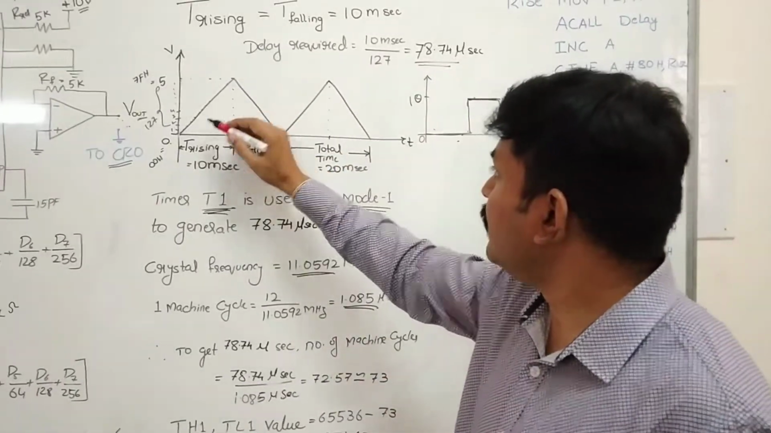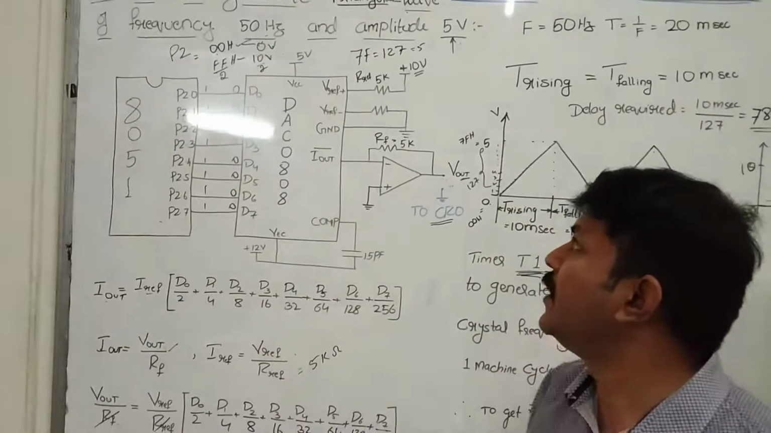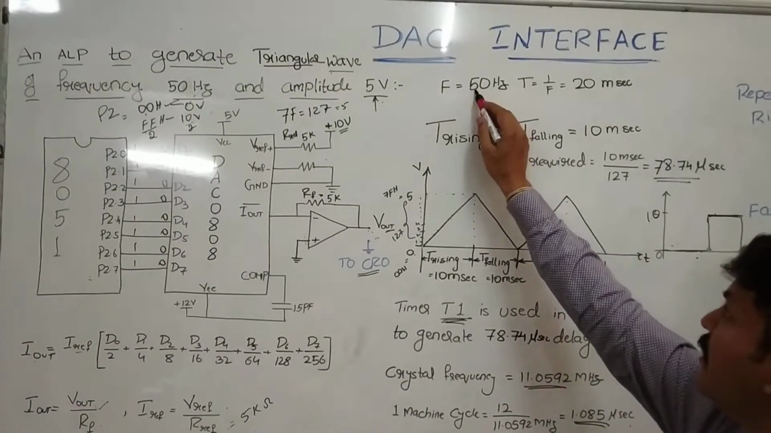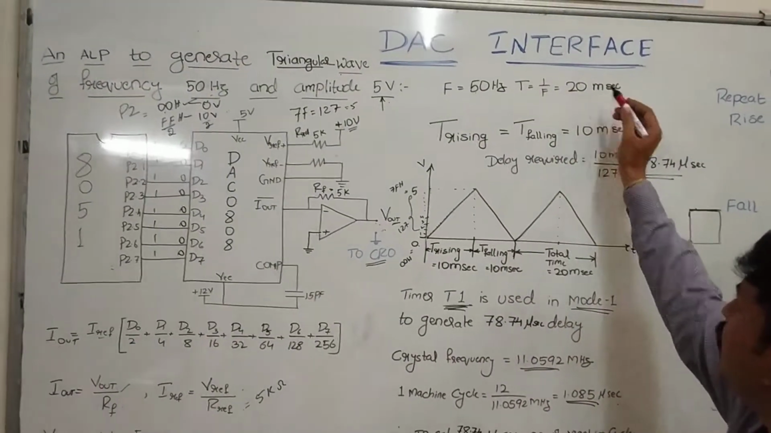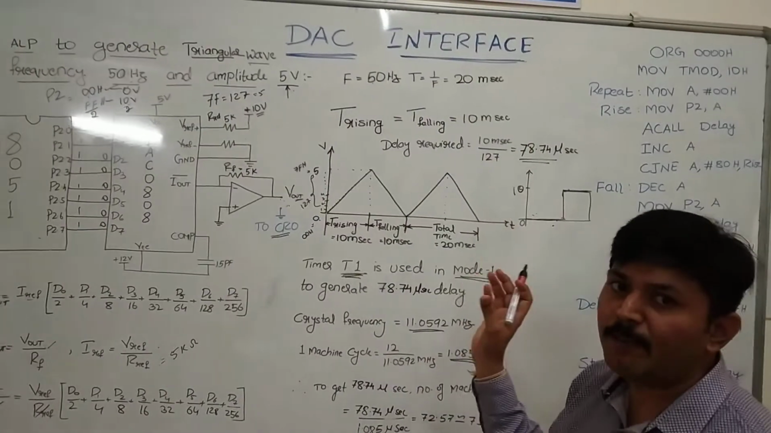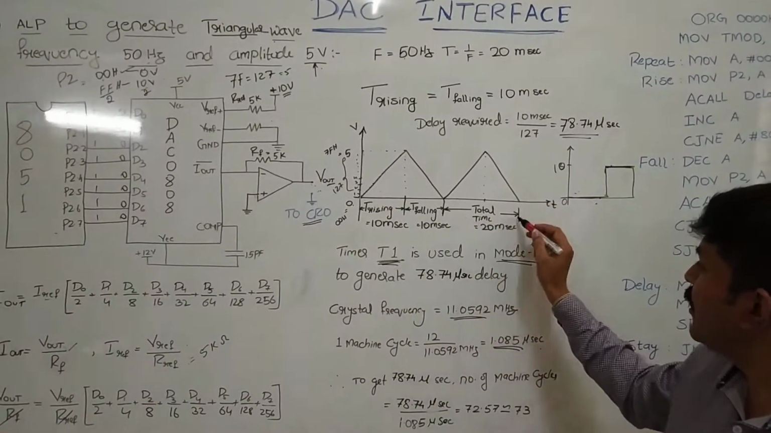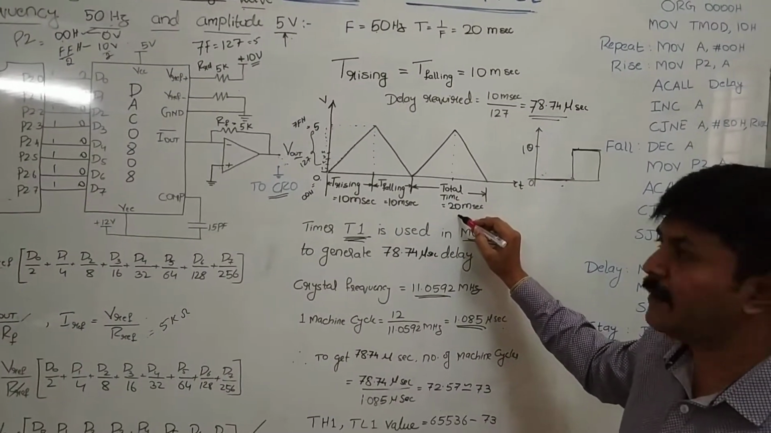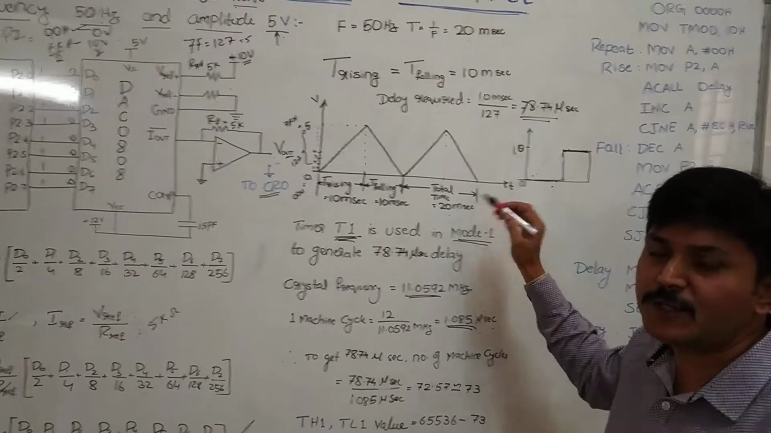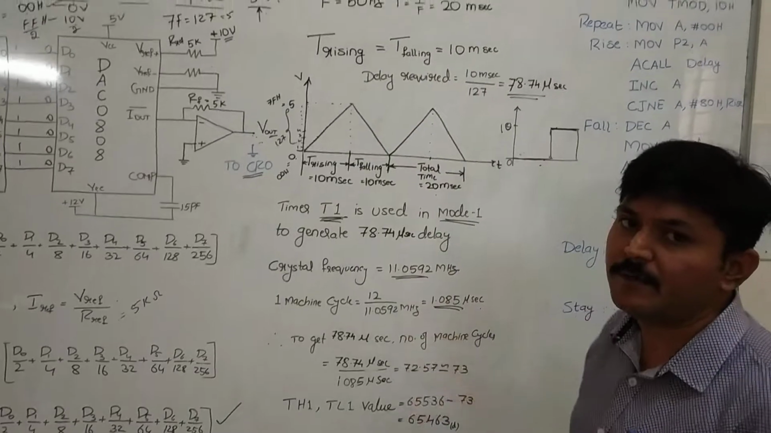Now coming to frequency, they have asked for a design of 50 Hz. When I consider 50 Hz frequency, the time period will be 20 milliseconds. This 20 milliseconds is one complete clock cycle. Every 20 milliseconds a triangular wave has to be generated. That is the meaning of 50 Hz frequency.